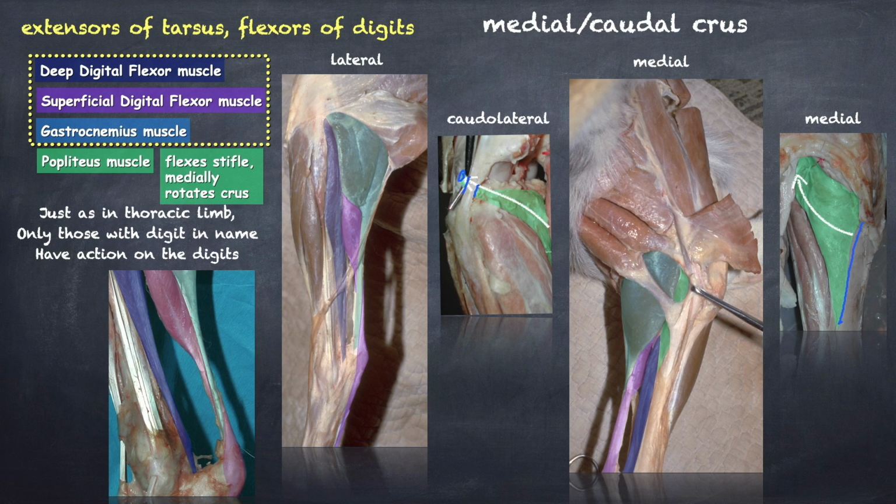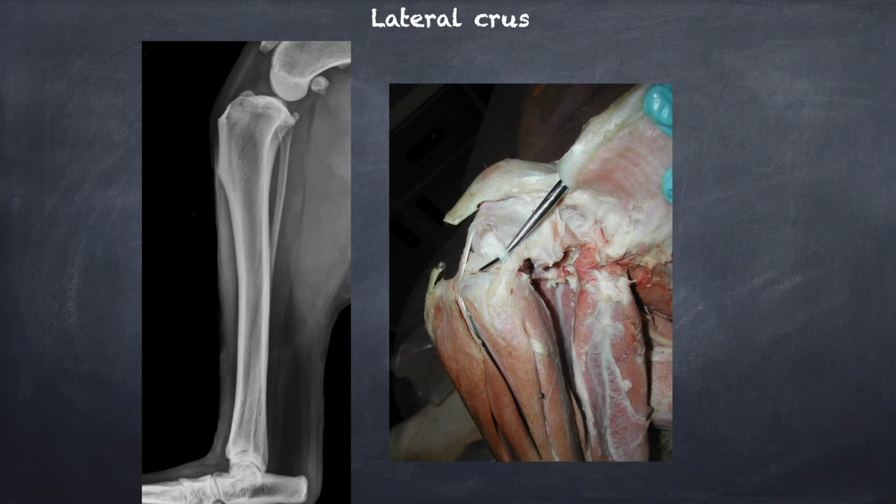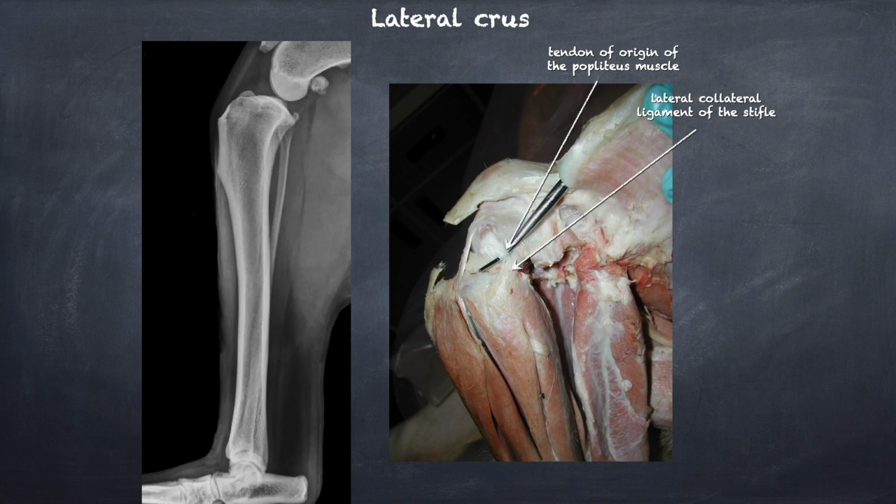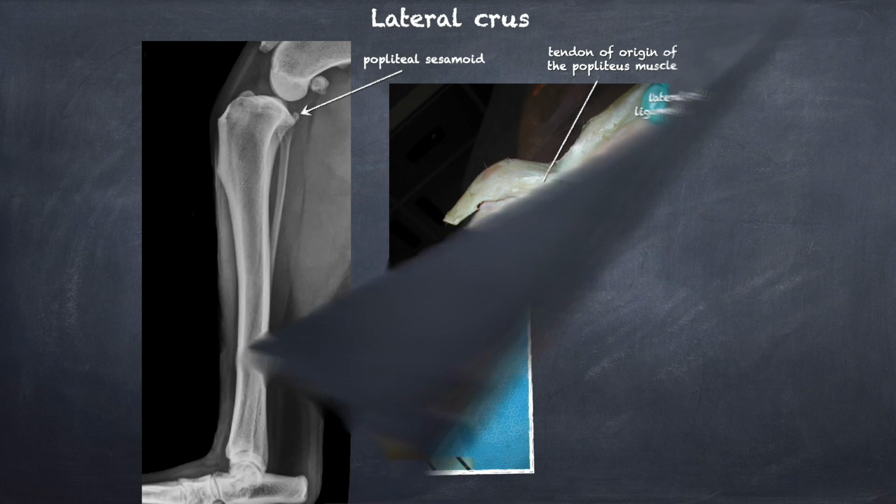Okay, so here, pointing out the lateral collateral ligament of the stifle, and we see going deep to that the tendon of origin of the popliteus muscle attaching to the popliteal fossa. There's actually a sesamoid in that popliteal tendon. Okay, so on a radiograph, don't think that's a broken fragment of bone. That is the popliteal sesamoid. Those are really hard to see, okay?